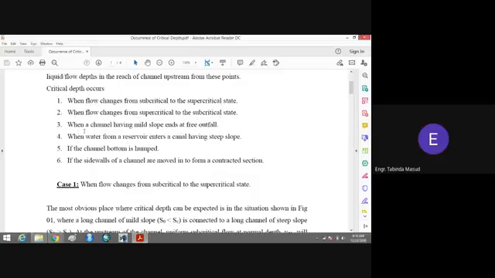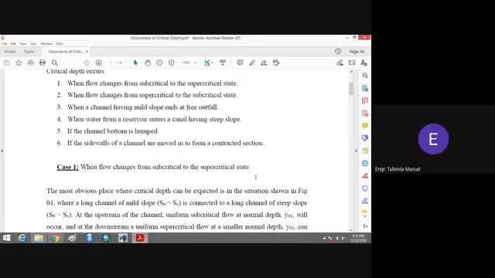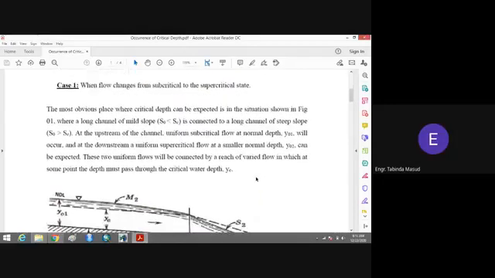Case number three, when a channel having a mild slope ends at a free outfall. Number four, when water from a reservoir enters a canal having a steep slope. Number five, if the channel bottom is humped. And number six, if the side walls of a channel are moved in to form a contracted section. So we are going to discuss these topics one by one.